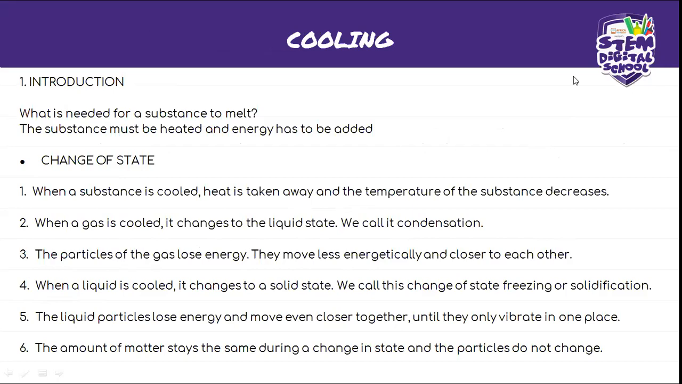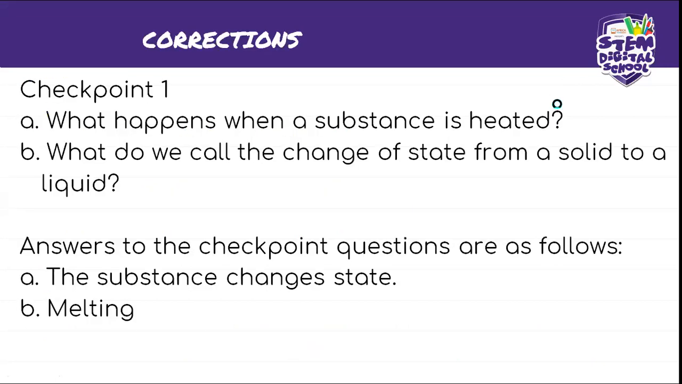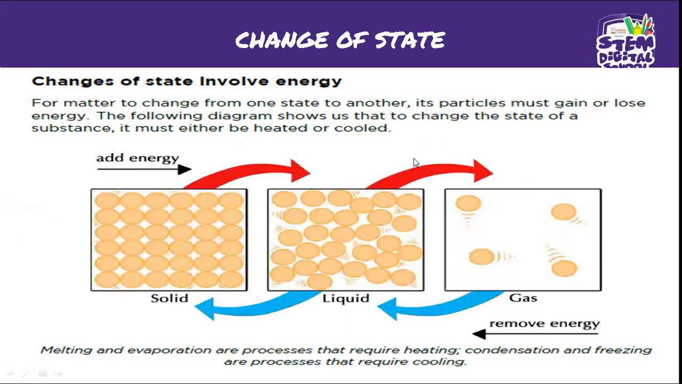Cooling. We looked at cooling, and I've also used that diagram to explain to you. Let me quickly go back to that diagram so that you will understand it. So heating and cooling all happen here. When we are changing the state, we need to add energy. When we are cooling, we remove the energy. So that's why condensation and freezing are processes that require cooling. Here, the red arrow is telling me what? Melting. It is telling me what? Evaporation. Then the blue arrow, the first one, is telling me what?